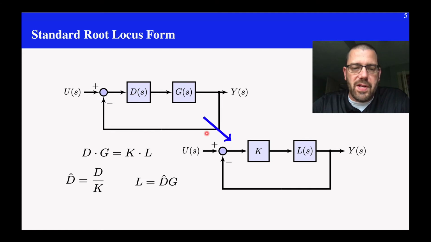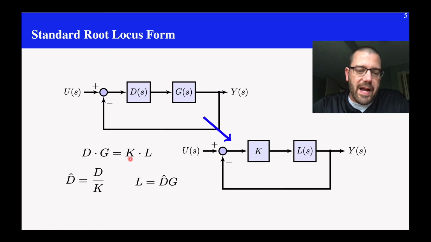We want to convert this standard block diagram to a standard root locus block diagram. So L is sometimes called a loop transfer function or a forward transfer function or whatever. But K times L has to be the same block diagram as the one up here. So for this to be valid, D times G has to be the same as K times L.